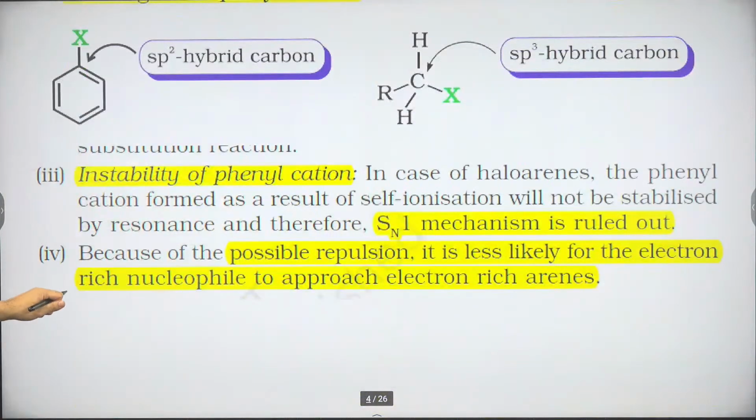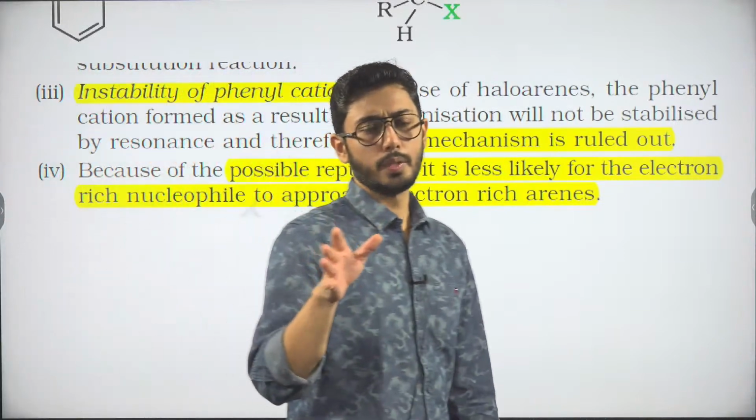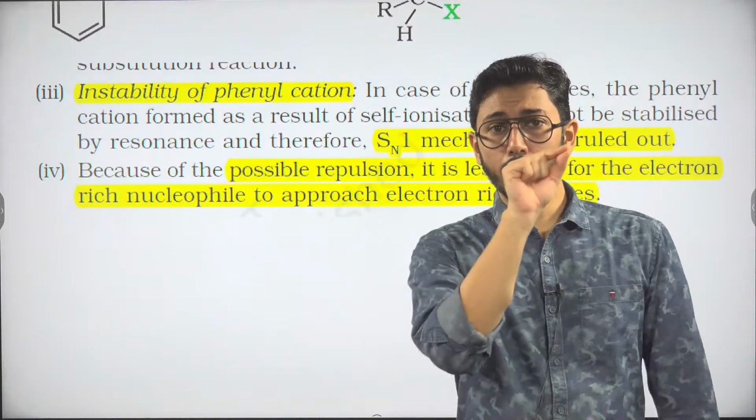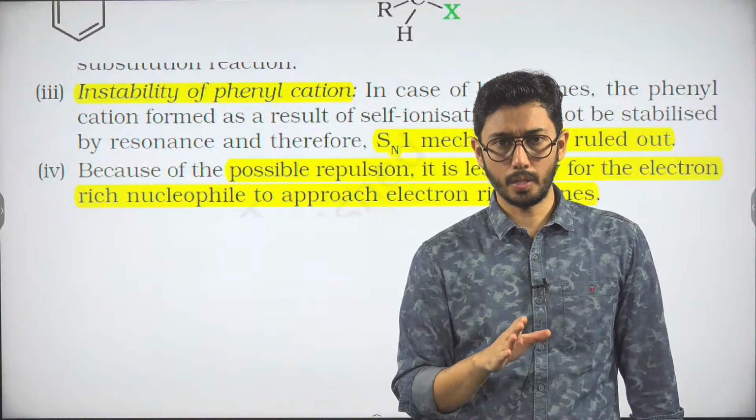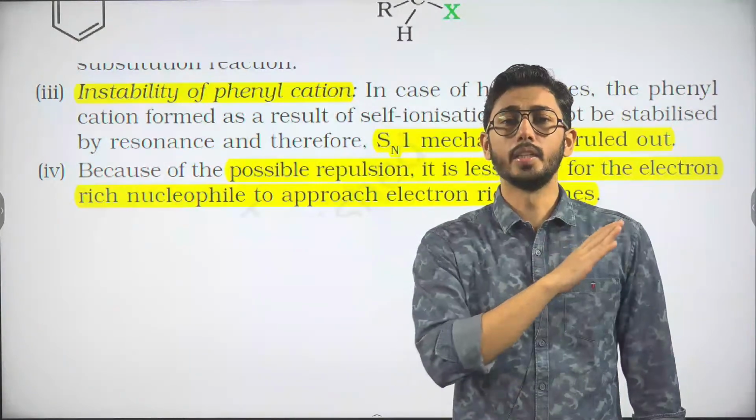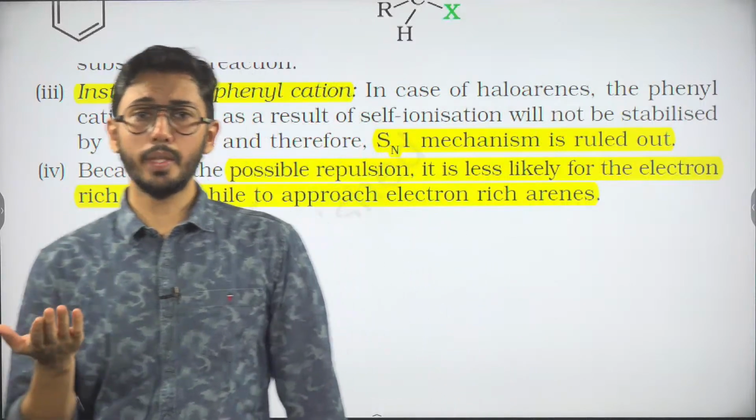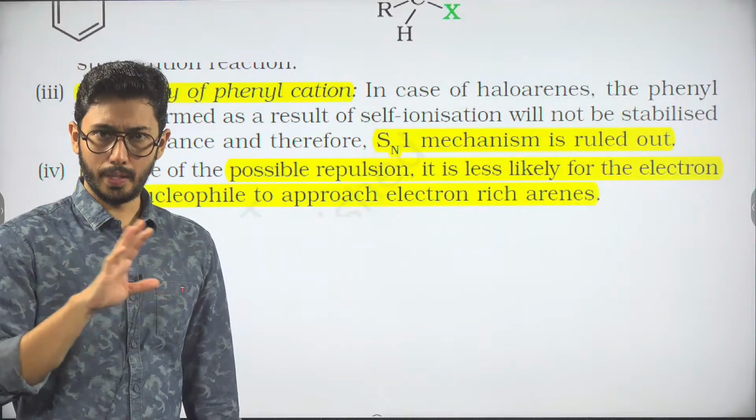Then next one is instability of phenyl carbocation. Suppose if the C-Cl bond is cleaved, although it is difficult, the intermediate will be a carbocation. If the carbocation is unstable, this bond will not be cleaved. And if this bond will not be cleaved, it means halobenzene or chlorobenzene will not participate easily.